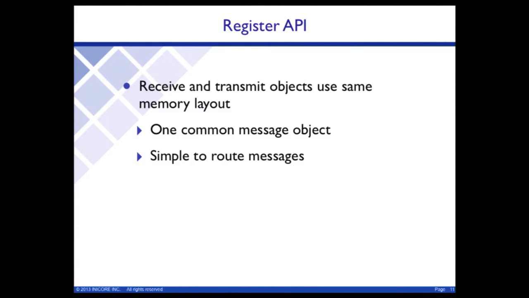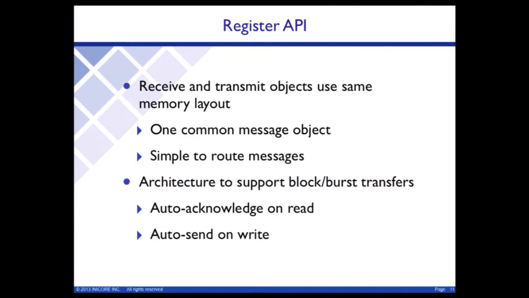And for the register API, we have one common message object. We have the same layout for the receive and the transmit object. So if you have a routing application where you have a device with more than one CAN interface and you route CAN messages from one port to another, you don't have to do anything. You receive the message, you analyze it, and you know that, okay, this goes to port B, and you just send it over there.